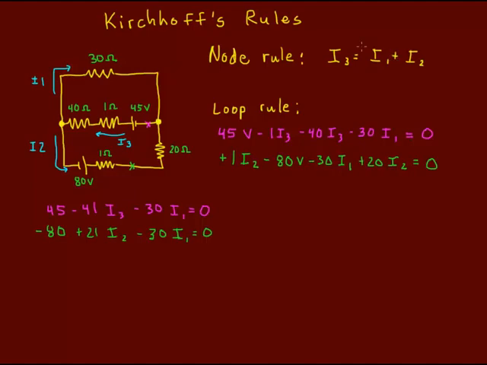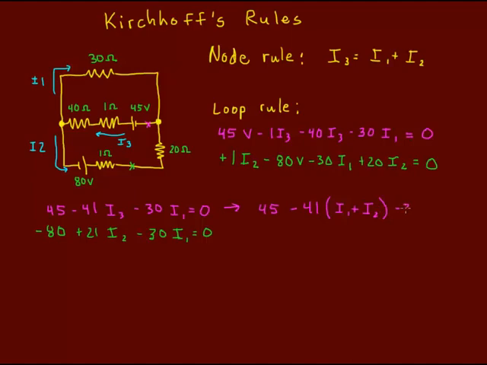Now if I look up here, this thing is already solved for I3, so I'm going to substitute in for I3 I1 plus I2, and let's see what that looks like. So I'm going to make this now 45 minus 41 I3, but instead of I3 I'm going to make the substitution I1 plus I2.